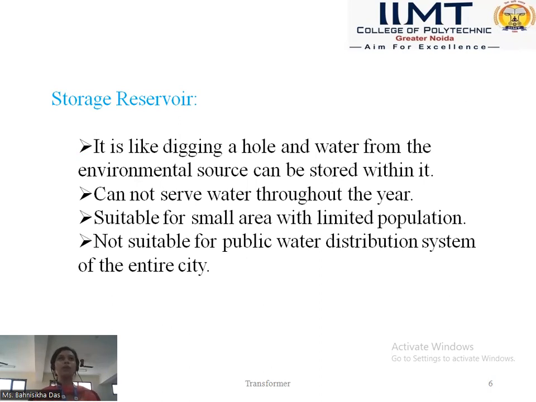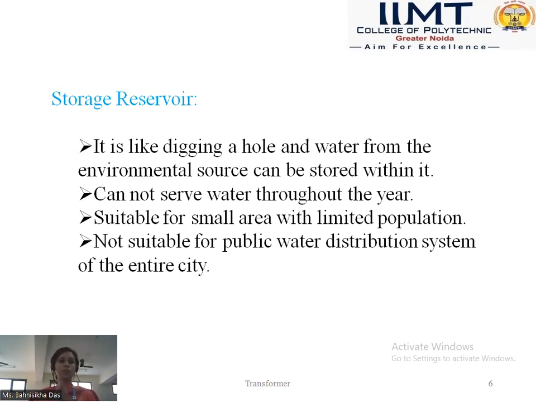So that is considered as a source for a very small city, but it is not used for a public distribution system, because like in ponds and lakes, where the water remains stagnant, here also in a storage reservoir the water remains stagnant and cannot flow, because it's an artificial depression that is constructed for storing the water.